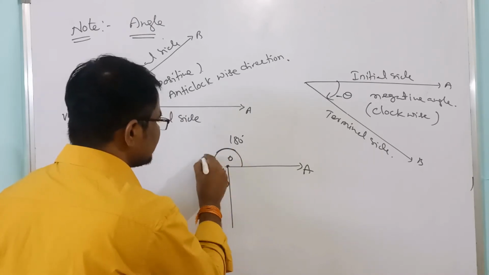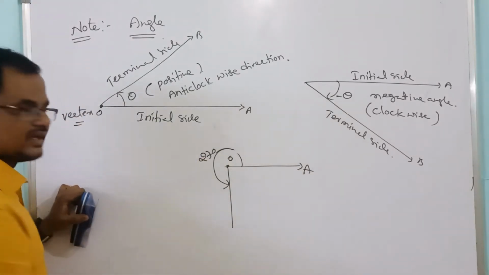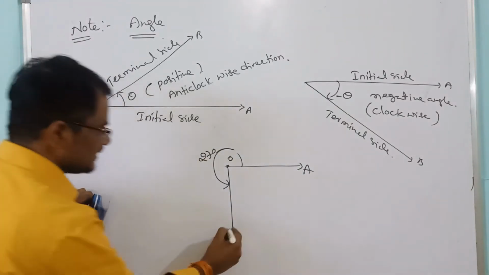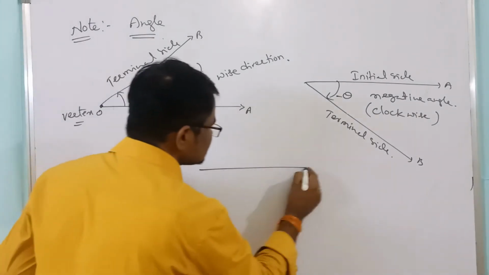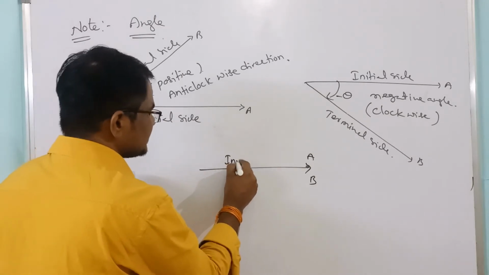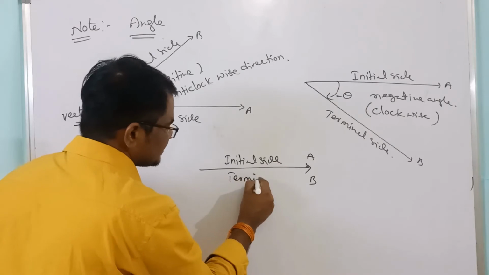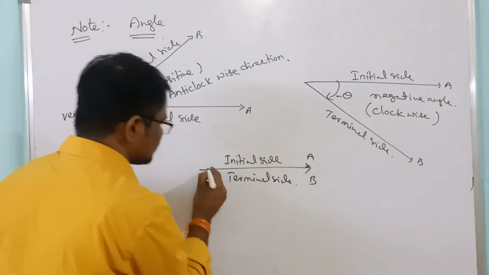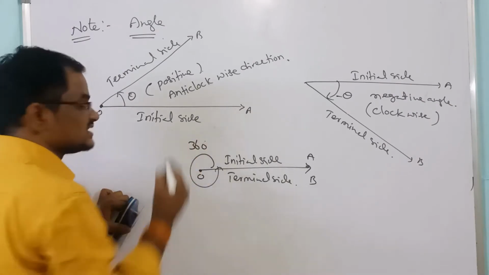So here, how many degrees? 270 degrees. Okay, 180 plus 90, 270 degrees. It is B. Suppose like this is there. Here only A, here only B. So here it is the initial side. Suppose it is only the terminal side. Means the initial side coincides with the terminal side. This is the angle.